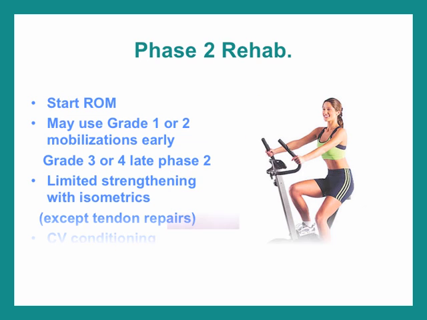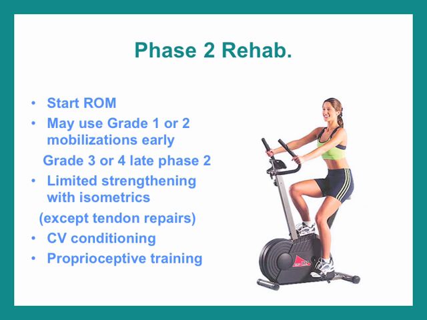What can we do in phase 2 for exercises? Well, we can start a little more aggressive range of motion. We're going to talk about mobilizations, and we grade these 1 and 2 mobilizations. They're fairly minimal. They're just to reduce pain. So we'll work on those early. Grade 3 and 4 joint play mobilizations will begin a little bit later. We can do some strengthening. Certainly if we haven't started isometrics, we will start isometrics unless it's a tendon repair. Tendon repairs will have to wait a little longer because if we contract them too hard, the tendon can actually rip through the repair.